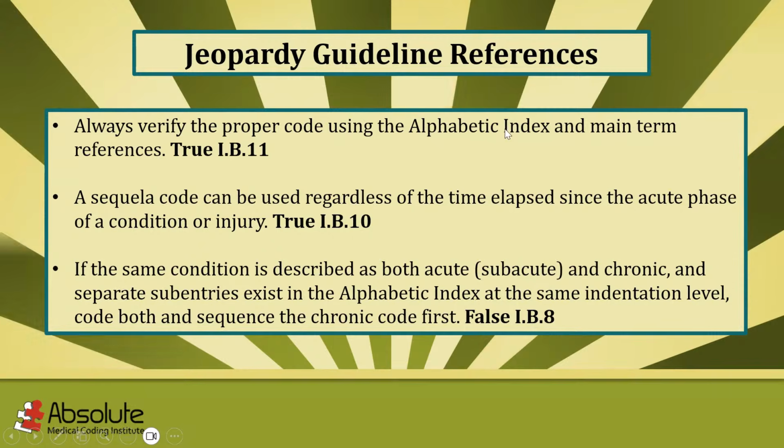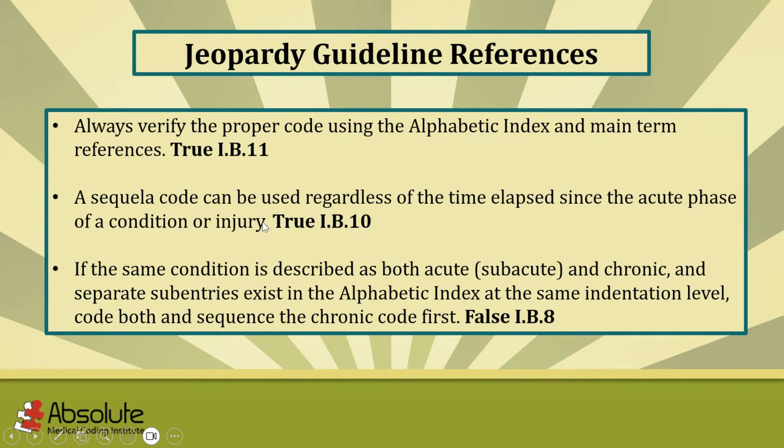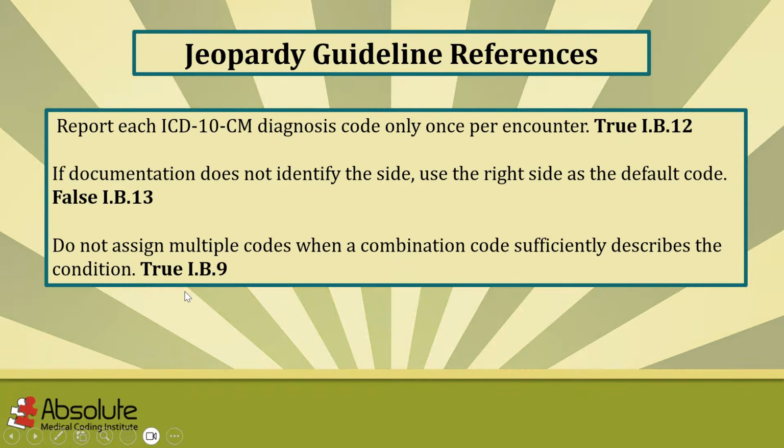All right, and then in the next column, these are going to be all the questions, all of the answers. And then, like we went over in the last question, the reason that made that false was because if they're in an acute and a chronic phase at the same time, you're going to code the acute first. All right, and then this is going to be the last category that we went over. Again, questions, guideline references, and the reason that this one was false was because if the documentation does not identify a side, you're going to assign a code for unspecified side.